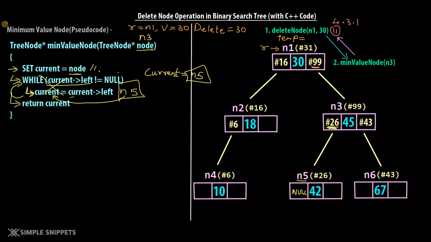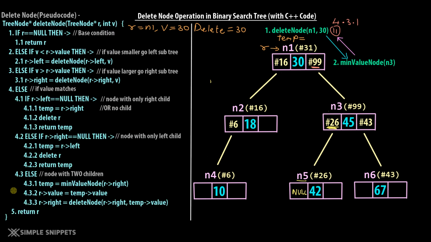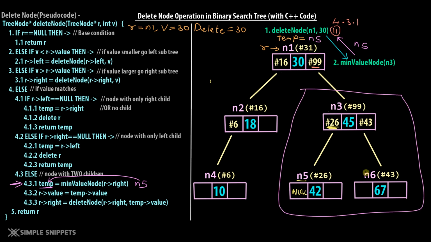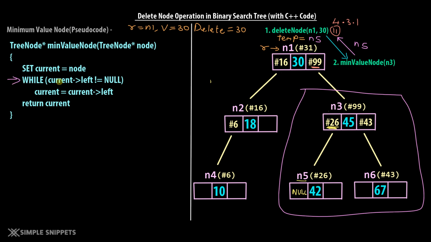So let me just show you in that pseudocode. You can see at step number 4.3.1, temp was there on the LHS and we said equal to minimum value node function. This minimum value node function has come back with the minimum node value as n5. So temp has the value of n5. So n5 will be returned from this function and it will be stored in this temporary variable. Now just by looking at the right subtree for n1, the minimum value inside this subtree is 42 only, right? And the logic applied in the minimum value node function is pretty straightforward, and it states that you have to keep traversing to the left of the tree to find the minimum value.